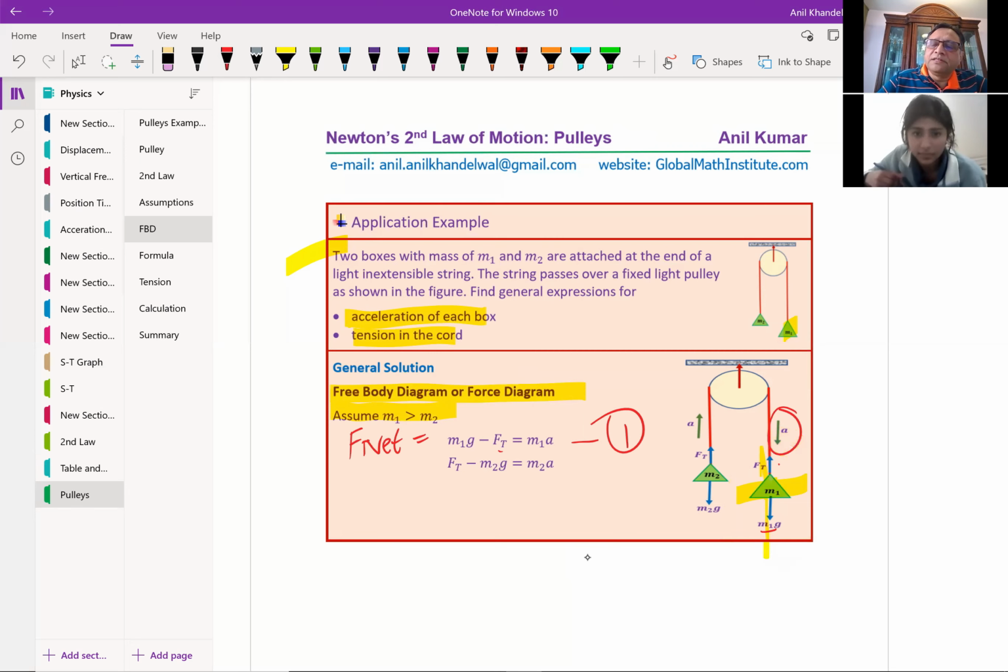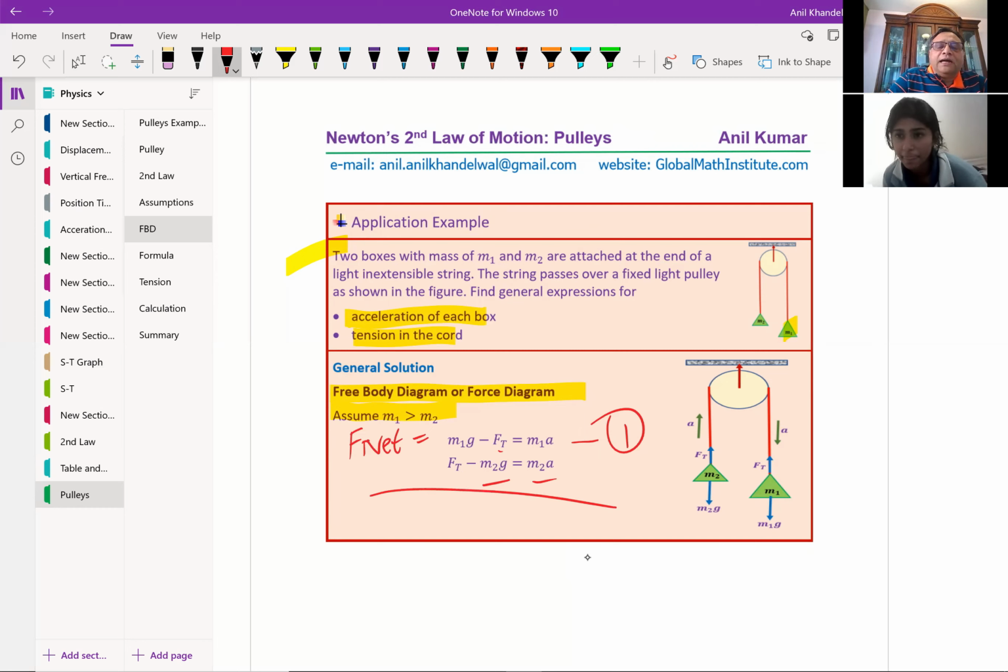The second mass, however, is hanging. It is not on the table. Since it is hanging, it also has this m2g force acting downwards. Correct? The tension is upwards and tension is taking it up. So we are putting this up as the positive direction. So the net force here is Ft minus m2g. Acceleration is a, the same, since the string is inextensible and a very light string. So that is equal to m2a.